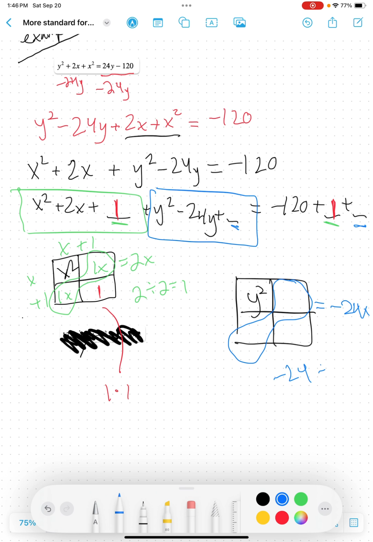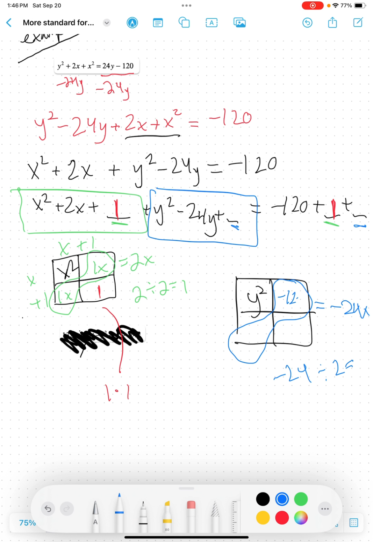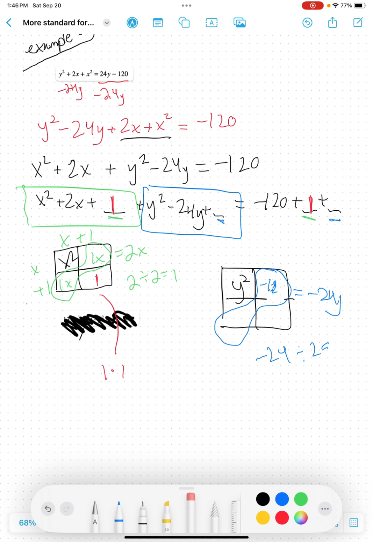So negative 24 divided by 2. Each of these boxes is going to be, what I'm saying x and I meant to say y. Sorry, you guys. Okay. So those need to make negative 24y. And so it's negative 12y and negative 12y.